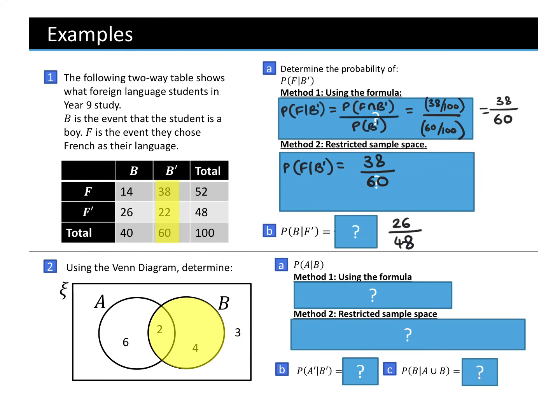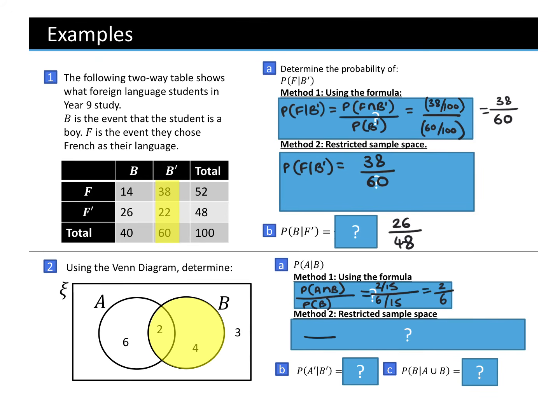You can apply the same method to this Venn diagram right here. Method 1, using the formula. Probability of A given B is the probability of A intersection B over the probability of B. The probability of A intersection B is 2 out of 15. The probability of B is 6 out of 15, which is going to simplify to 2 over 6, which is 1 over 3.